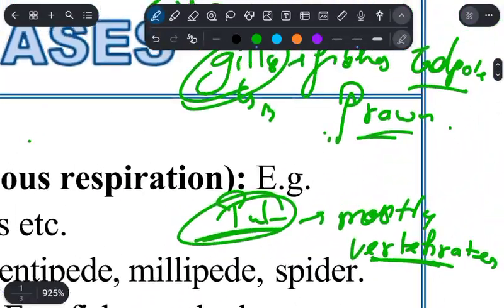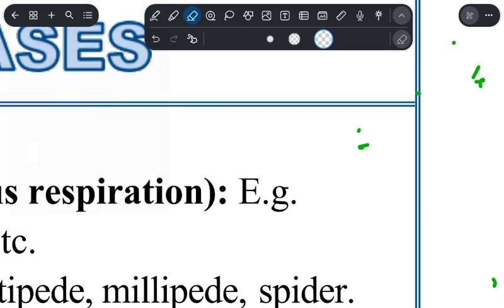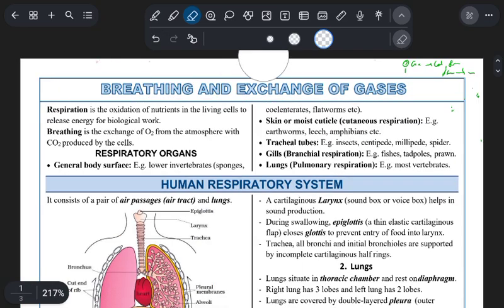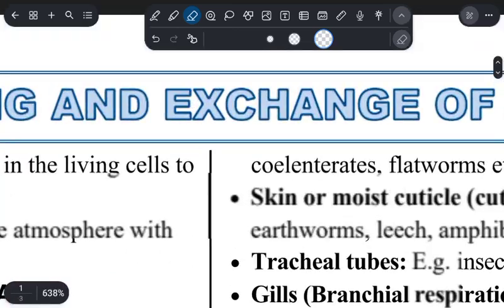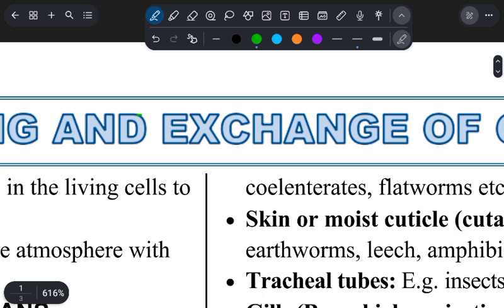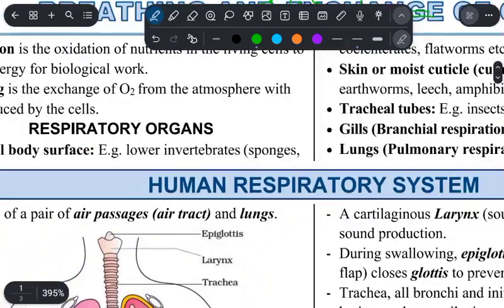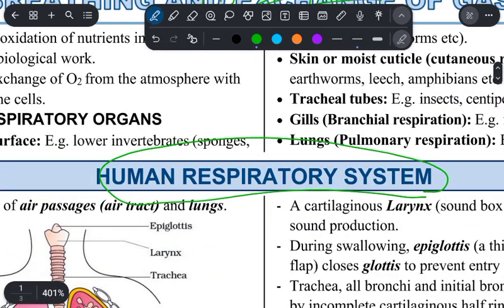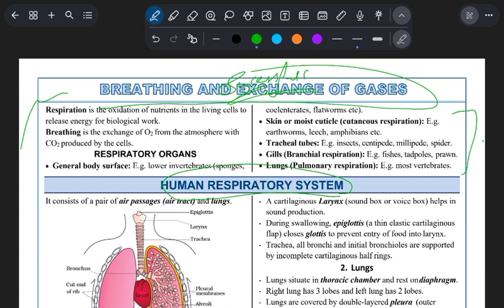So that was the total revision of the first phase of breathing and exchange. I hope we remember all of the things. So the first phase of our NCERT was successful. Now we will go for the human respiratory system, but in the next video.